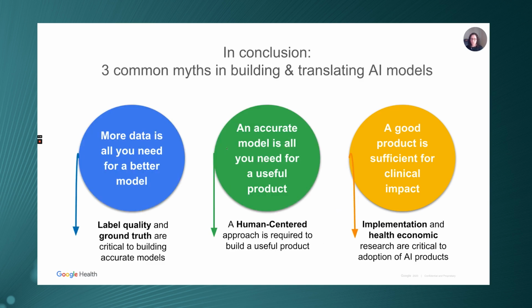So in conclusion, deep learning is a very powerful tool, and in order to help uptake of deep learning powered products in the world, we need high quality ground truth to inform more accurate models, but we also need a human-centered approach to build useful products, and we need implementation and health economic research in order to facilitate the adoption of AI products.